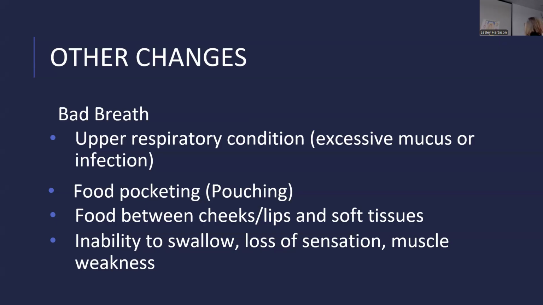So that's really important. Food between the cheeks, lips, and soft tissue, inability to swallow, loss of sensation, muscle weakness, so that all leads to it. And also swallowing difficulty, that dysphagia. We see that in so many different conditions and chronic diseases, but certainly in the older population, they just choke easier. Not necessarily choke like they need the Heimlich, but water goes down the wrong pipe a little bit, or they just have difficulty swallowing a big piece of food. So all of that becomes a little bit more difficult as they age, especially as they get more fragile and older.